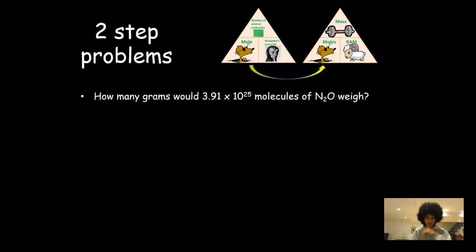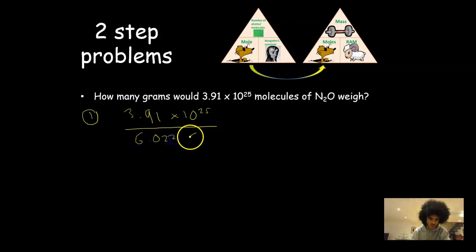So this is the problem I just showed you before. Step number 1, again, this is one you definitely want to show your full working for. So you want to do 3.91 times 10 to the 25 divided by 6.022 times 10 to the 23. Okay, that's step number 1. Now that gives you the number of moles. I'm not going to put it in my calculator at the moment, but I'm just going to call it M. So that'll give you the moles, which we'll just call M for now.